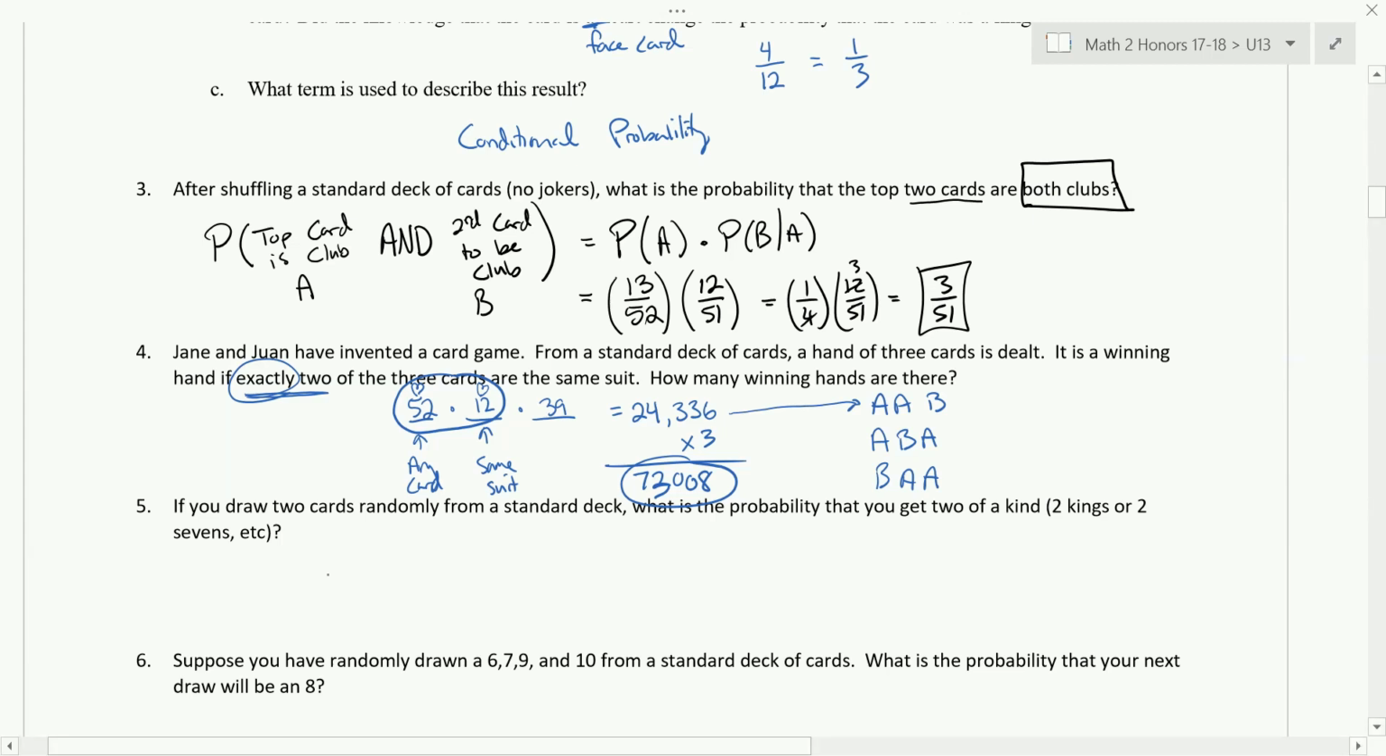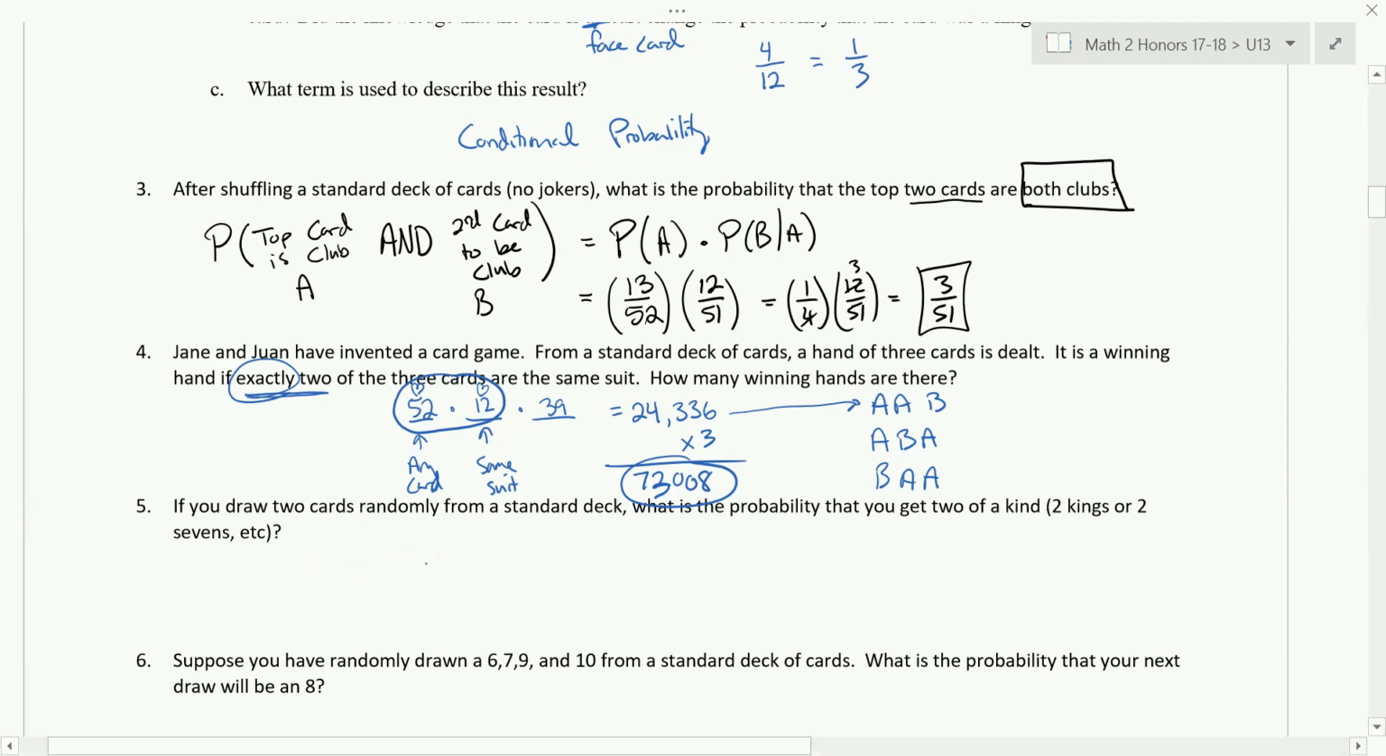Does it matter what your first card is? It matters what your second card is, right? So you can pick any card, doesn't matter. And so really what you want to find is, this is equivalent to asking, what's the probability that my second card matches my first card? In terms of, not suit, but in terms of value or face value, right?